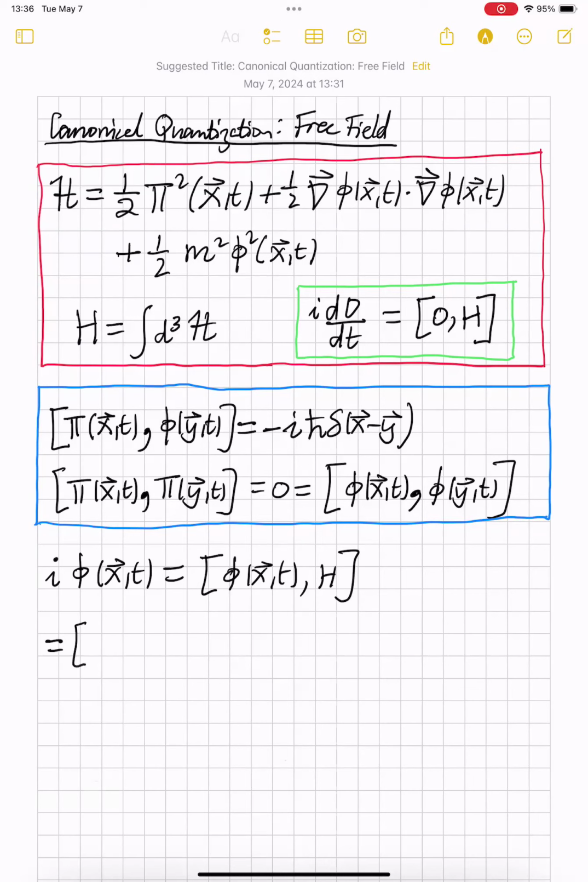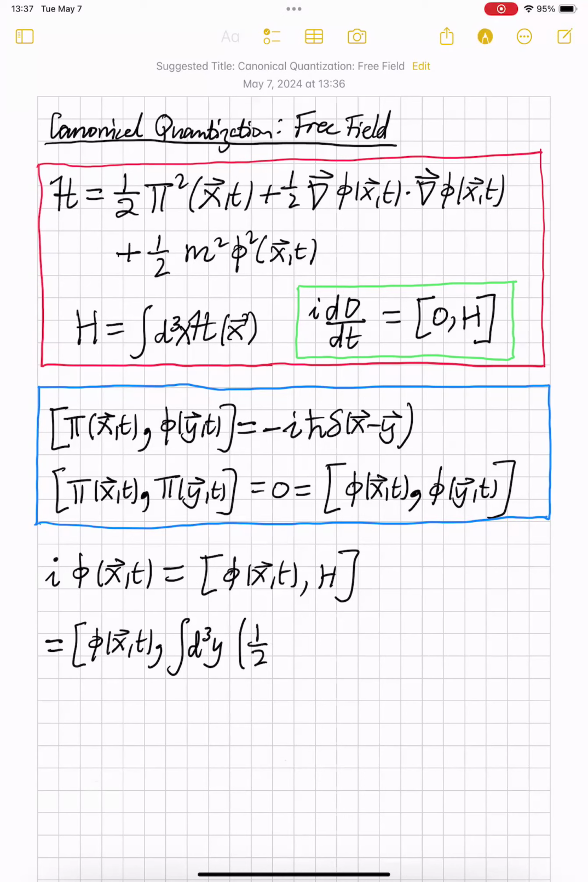Okay, so let's just write this out. So we've got phi of x comma t, then the Hamiltonian, well, it'll be an integral d3x of the Hamiltonian density of x. I'm going to call this an integral over d3y, because I can name my integration variable whatever I want, and I want to call it y so that I don't mix it up with the position of my scalar field, x. So it'll be an integral d3y.